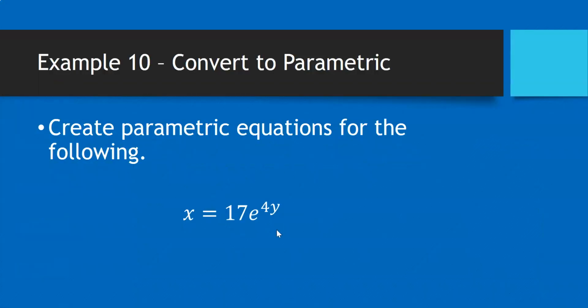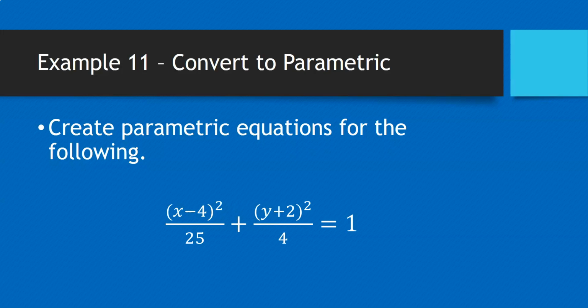Now, that's the direct substitution way to go from rectangular to parametric. We can also do indirect substitution when we have a situation like this. Notice this is an ellipse. We have the standard ellipse form. This is pretty easy to convert to parametric equations using the cosine squared plus sine squared equals 1 identity and indirect substitution. Why don't you try to do that on your own, and then I will show you how to do that as well.